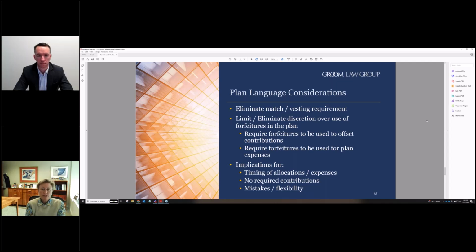So you might be in a situation where you don't have plan expenses yet. They're going to come in next quarter, but you really have to allocate the unallocated forfeitures by the end of the year or the first quarter.